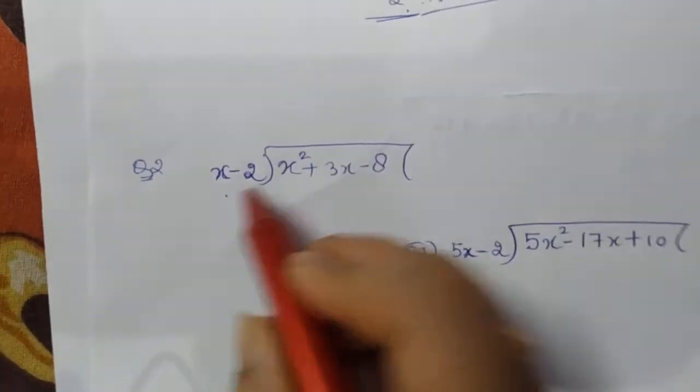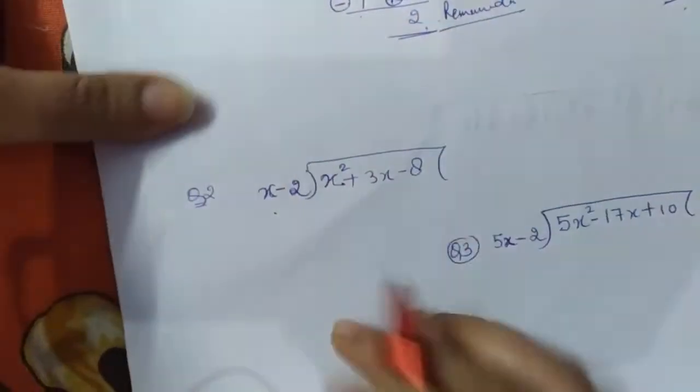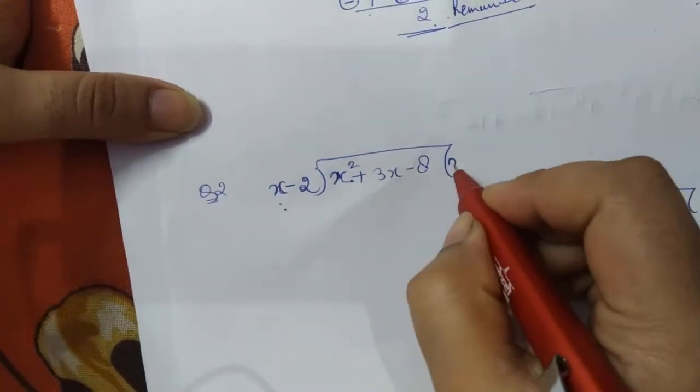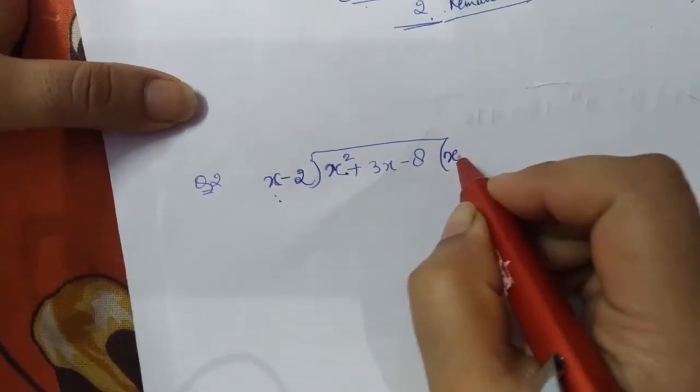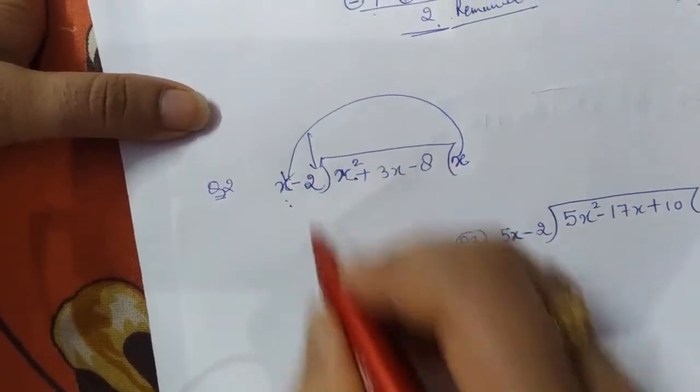Here the first term is x and my target is x square. So that means I have to go from the position of x to x square. So I am going to take x. Now what is your selected number? Multiply it with both, with x also and with minus 2 also.